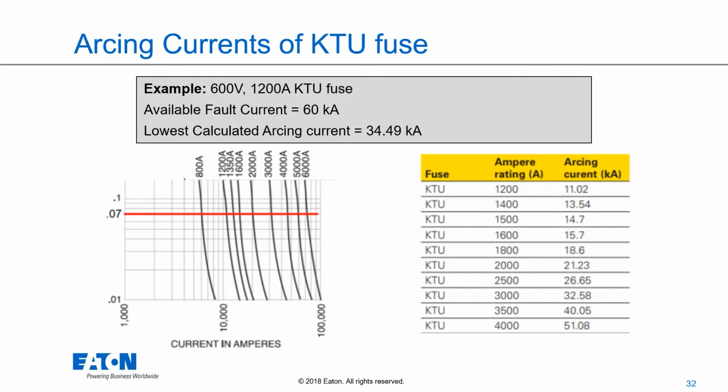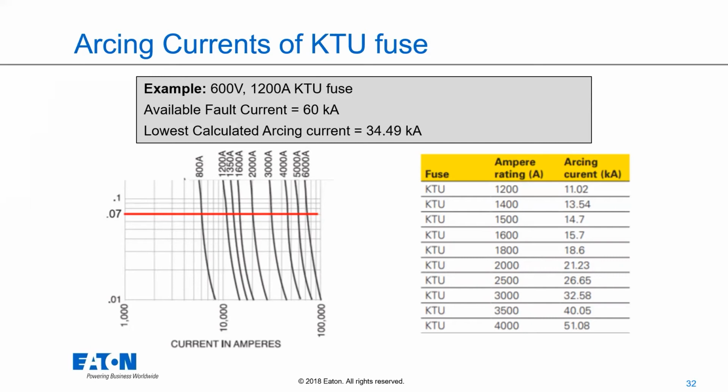Figure out what that lowest calculated arcing current is. And you can see here we've got that 0.07 line drawn across. So that's the opening time, right? So if I go to my lowest calculated arcing current, on the bottom to 34.5 kA, and I go up to my 1200 amp line, and if it crosses below 0.07 seconds, I'm good. I don't need anything additional. And in this case, that's what it does, in this particular example.